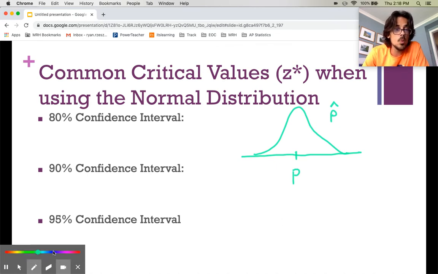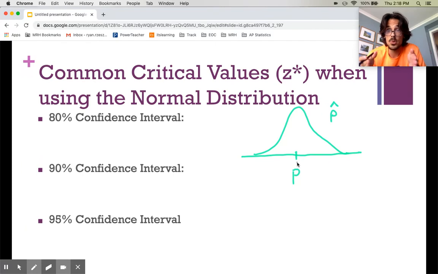So if we were to go one standard deviation each way from the middle, we would expect 68% of our data points to fall in that range. If we were to go 2 standard deviations, we would expect 95% of the data points because it's approximately normal, and that's what the normal distribution does.